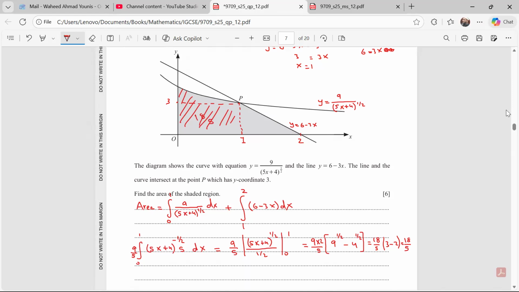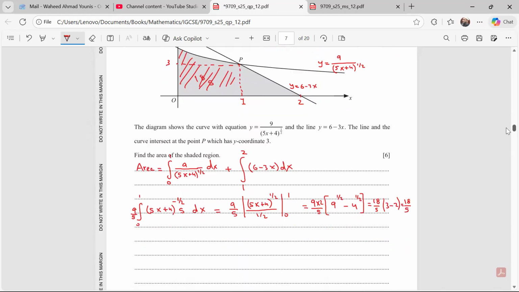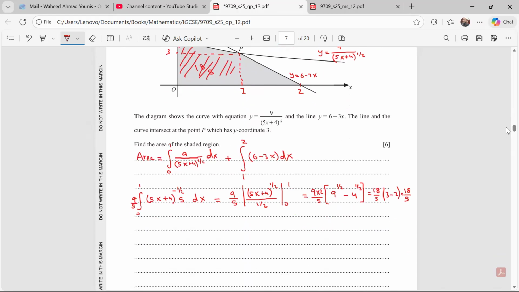Now the other area, which I have shown you as the integration from 1 to 2 of 6 minus 3x dx. So what's the derivative of this whole thing? If I say 6 minus 3x, its derivative is going to be minus 3. So I will put 1 over minus 3 here, and its integration is from 1 to 2.